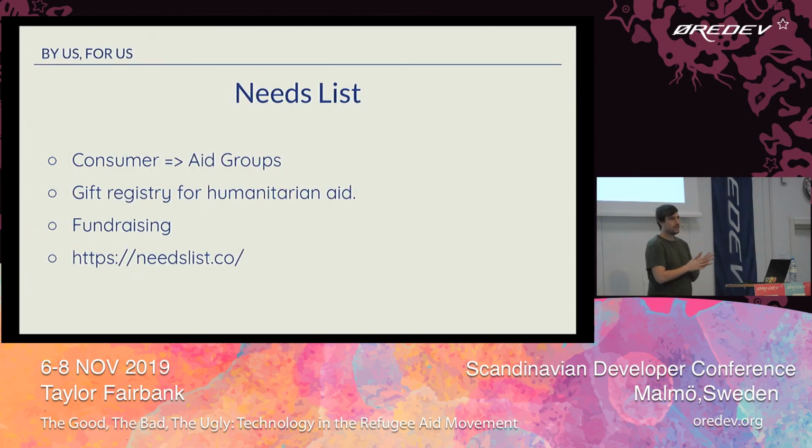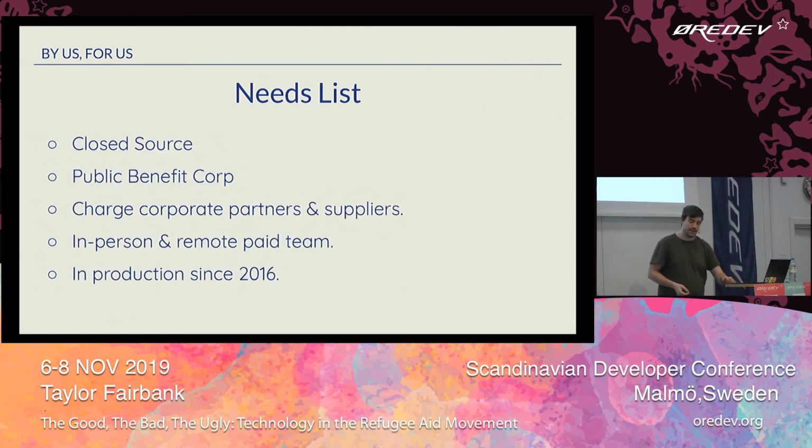Needs list is cool. This gets into consumers supporting aid groups. It's an online registry for humanitarian aid. Groups can put up what they want, where, how much money they need, or items that you can buy on their behalf, and then everybody can go on there and make a donation or buy a pair of socks or a tent or something like that. So really focused on the fundraising side.